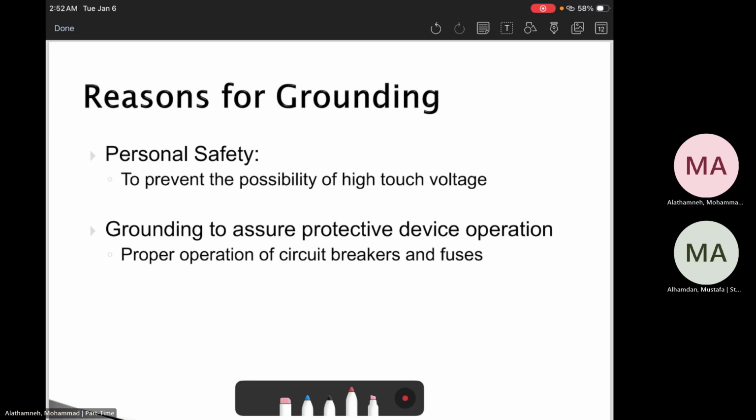It's not to say, okay, I just put a ground there and that's it, without a protective system. We need to make sure the grounding is installed according to the standards without any big problems.